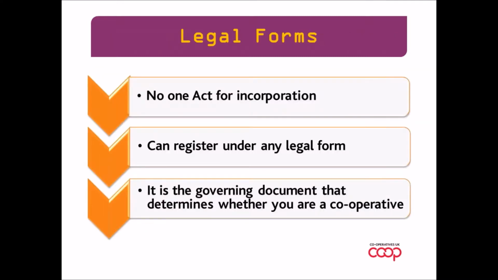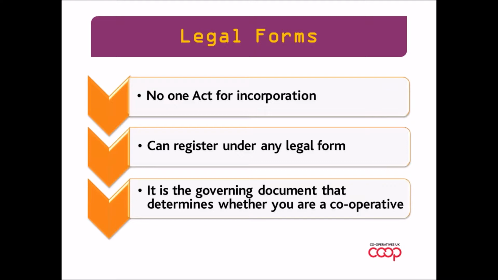As I mentioned before, a legal form is what entity the law views your organisation as. In terms of a cooperative, there's no one act for incorporation, so cooperatives can be unincorporated or they can choose to register under one of the business forms that's available in the UK. So cooperatives can be limited companies, either company limited by guarantee or by shares. They can be a registered society, which registers with the FCA, a community interest company, which is a specific form of limited company, or an LLP, which is a limited liability partnership.